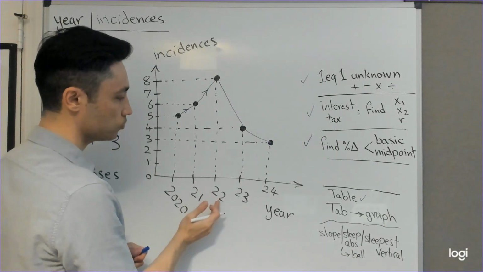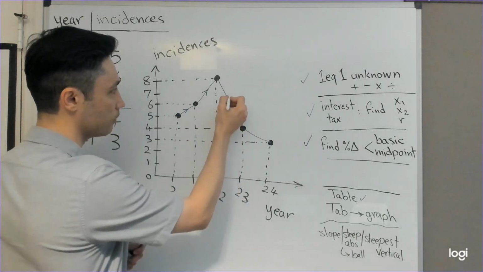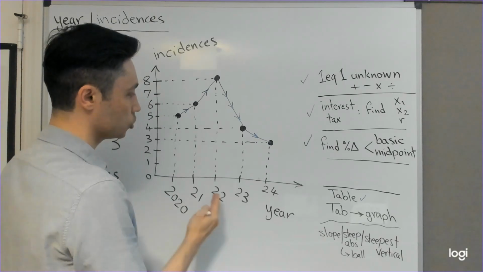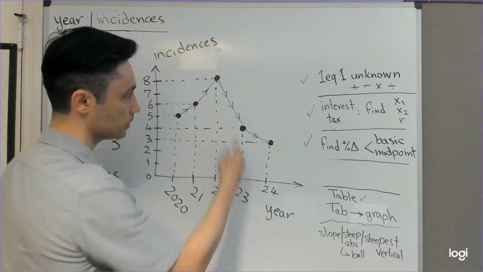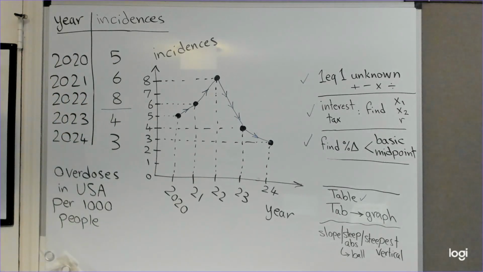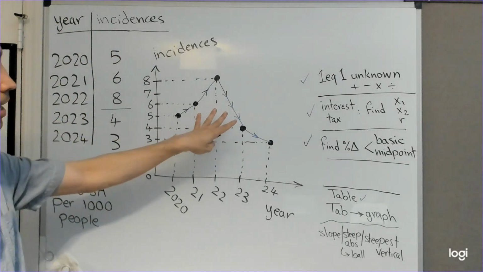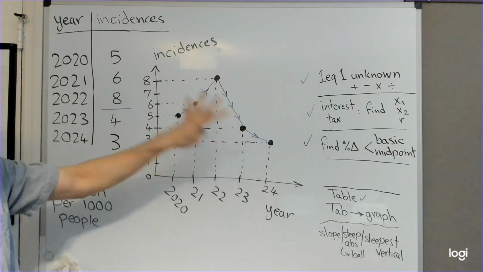Now, after 2022, after the introduction of Narcan, you have the trend going down. So as time goes by, the incidences are falling. That's the way you make sense of the graphs. You can start with the table and come up with the graph, or you may start with the graph and come up with the table.